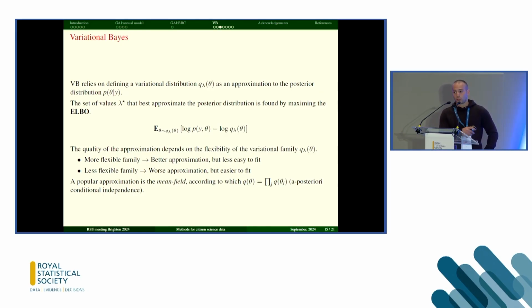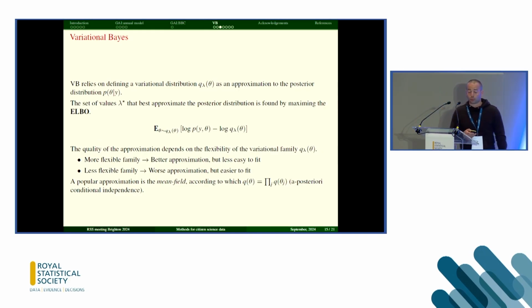Obviously the goodness of the approximation will depend on the variational family that we choose. If the variational family is very expressive, then we can recover the posterior distribution very well, but it's a trade-off. The more expressive the variational family, the more difficult it is to fit, while the less expressive, the easier it fits, but we lose in the quality of the approximation. The most popular approximation is the mean field approximation, where we just assume a posteriori independence between all the parameters. If this assumption is not satisfied, the approximation can be really bad, and you run into the issue of underestimation of the posterior variance, because you assume independence where you actually have a correlation in your posterior.